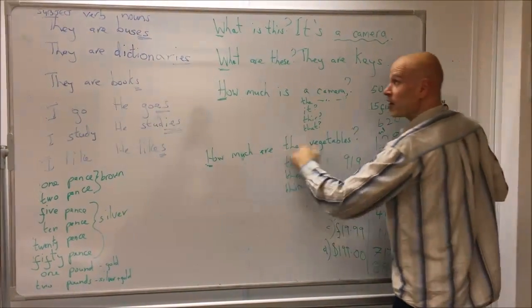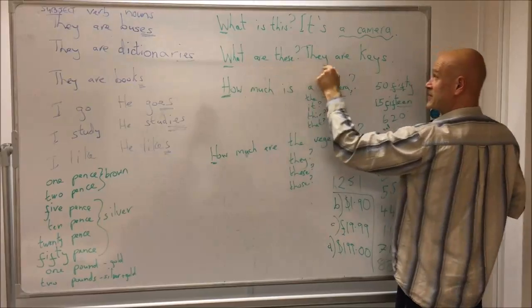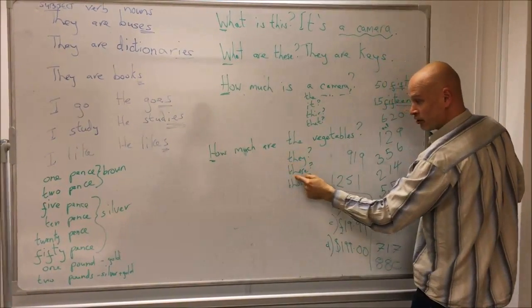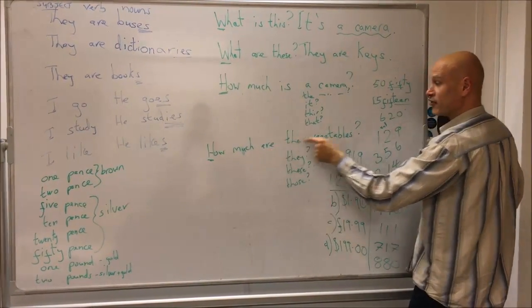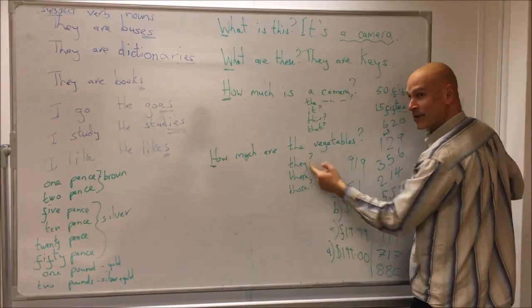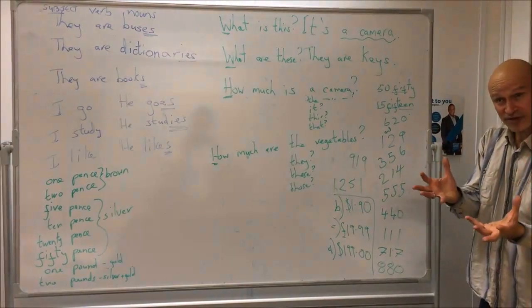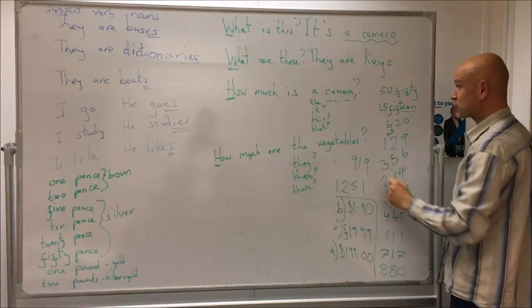It's the same for the plural. What are these? They are keys. How much are these? Or how much are the vegetables? Or how much are those? Or how much are they? Lots of different ways of asking, but we use the same language.